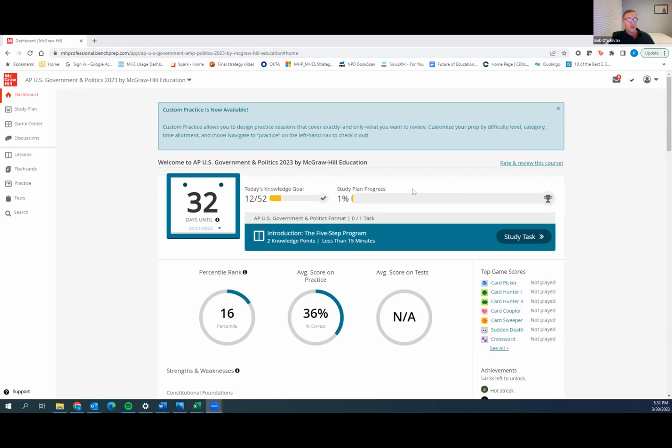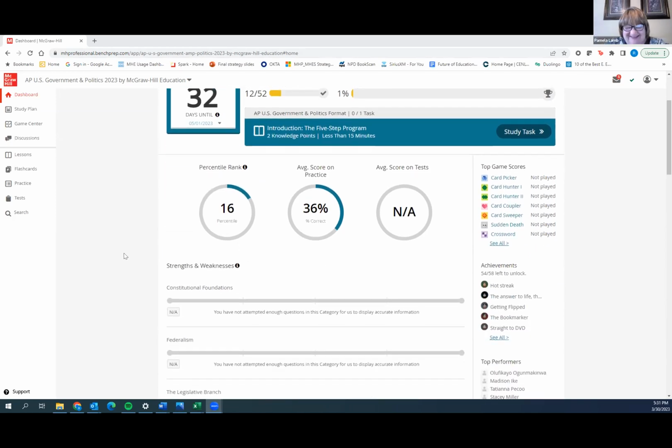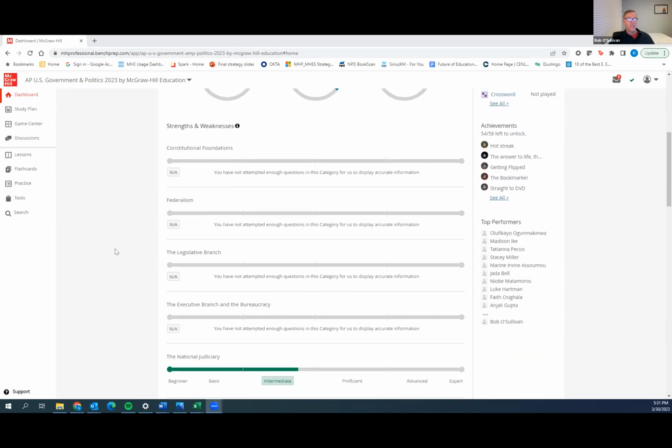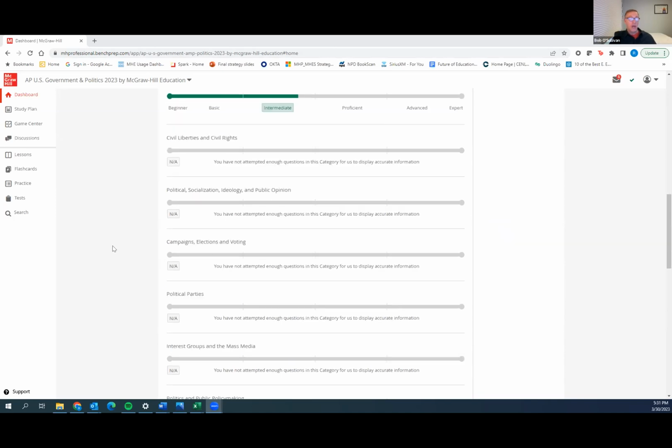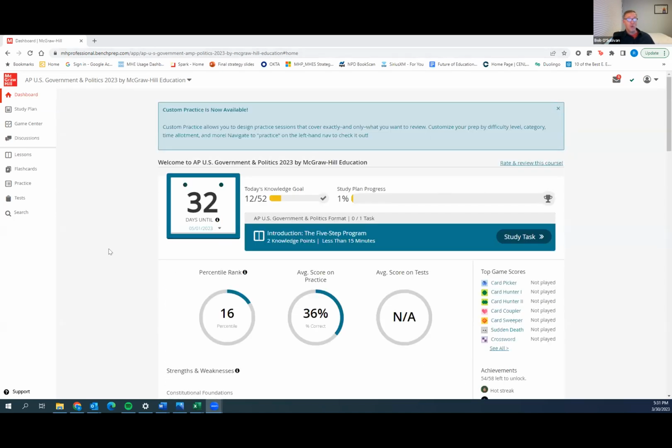It'll track your knowledge goal and your study plan progress. I've only done 1% because I ran through a couple of questions while Pamela was speaking. It'll give you a lot of feedback: percentile rank, your average scores, your strengths and weaknesses. It's a pretty robust tool in here. So the dashboard will be the first thing you see, and the most important thing will be your countdown. We now have custom practice available, so you can sort your review questions by difficulty level and by topic. It's really cool. Give it a try.